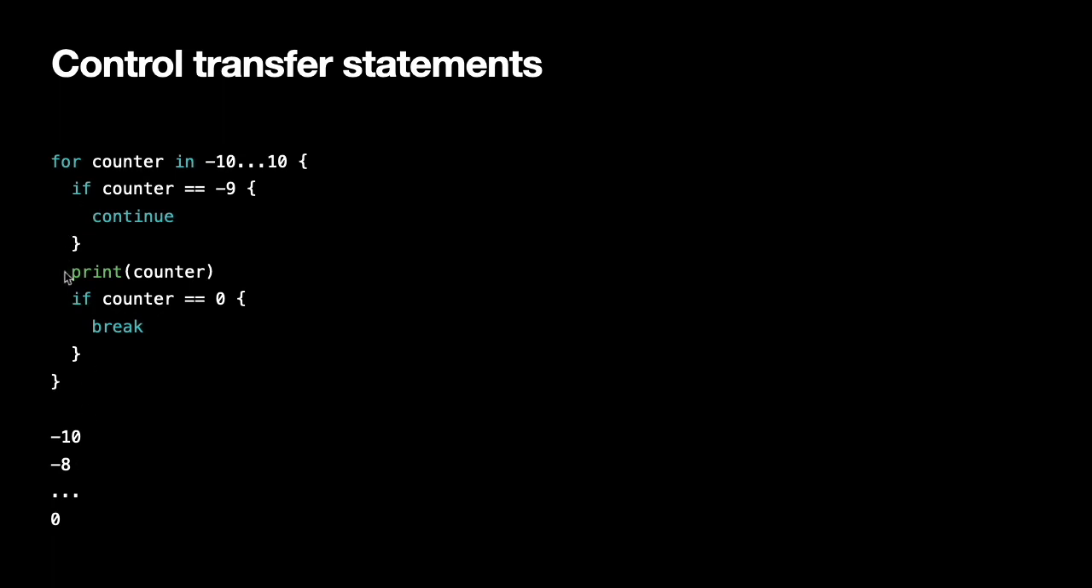And then we're also testing, after we print counter, to see if counter equals 0, and in that case, we will break out of the loop entirely. And you can see that our loop did not continue to +10, it just printed out until it printed 0, and then we reached the break condition and broke out of our loop.